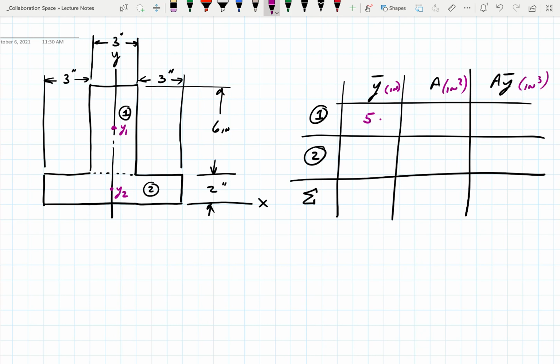Okay? All right, what's the area of 1? 18. 3 times 6 and 18. Everybody good? All right, and as long as we're there, what's 18 times 5? 90. Cool. All right, now back to 2. Where is y2 sitting for object portion of number 2? Where? 1 inch. Everybody see that?